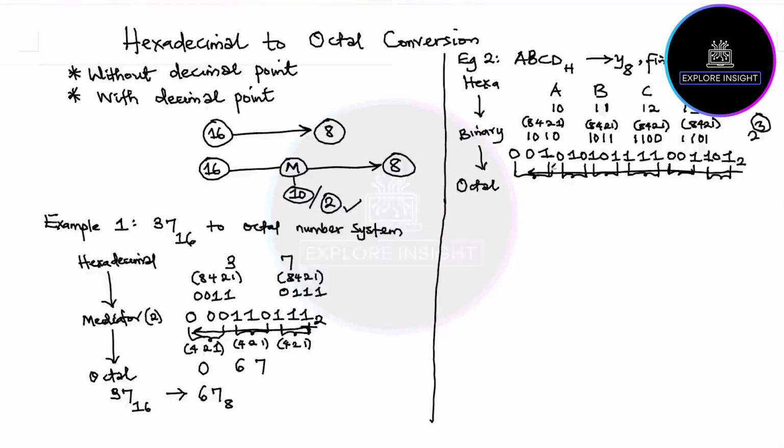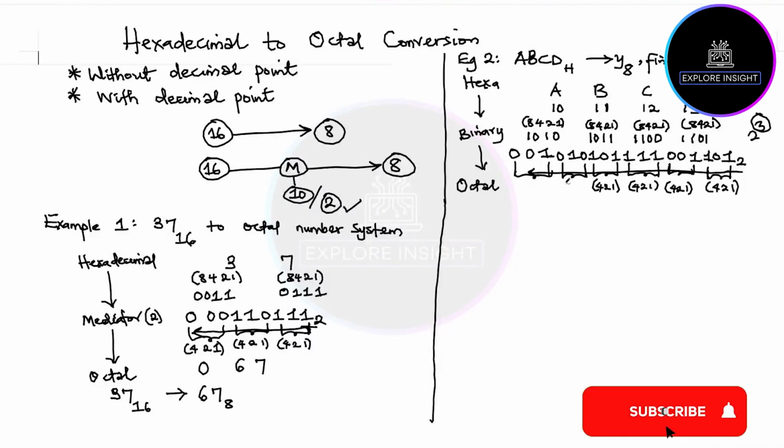So the next thing I will do is put, like I explained here, 4, 2, 1 under each group of three digits.